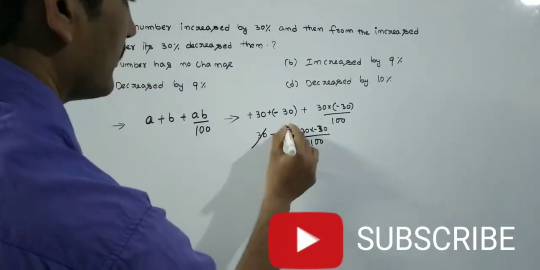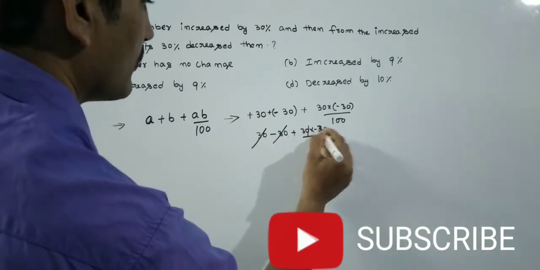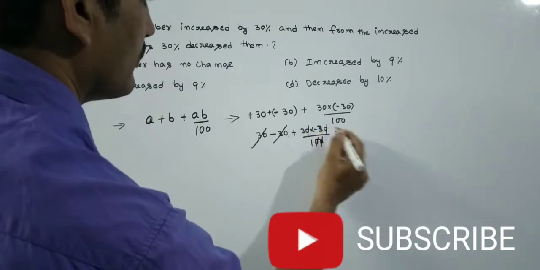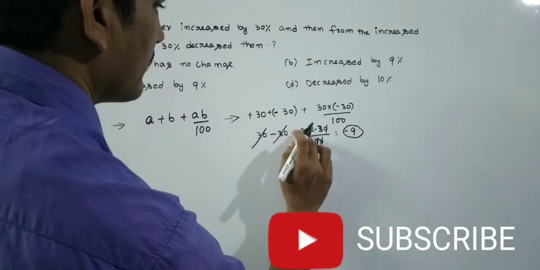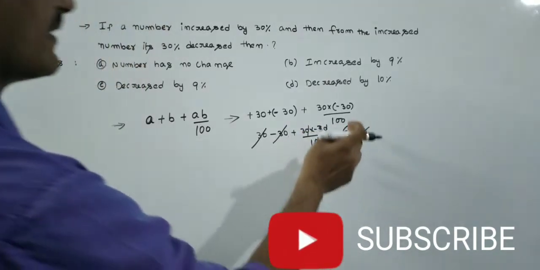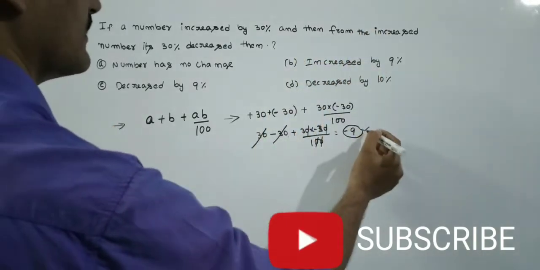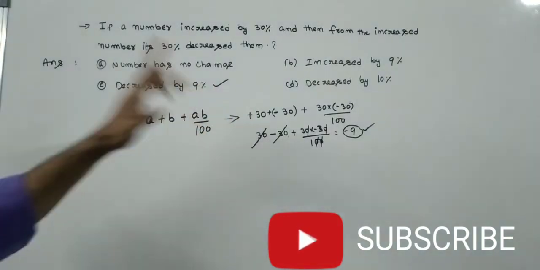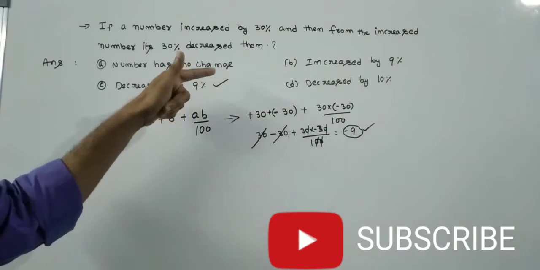Then plus 30 and minus 30 cancel. See friends, the zeros cancel. Then 3 into 3, 9, minus 9. Plus into minus is minus. 3 into 3, 9, minus 9. See friends, minus 9 means decreased by 9%. See friends, straight away we will go to the answer.